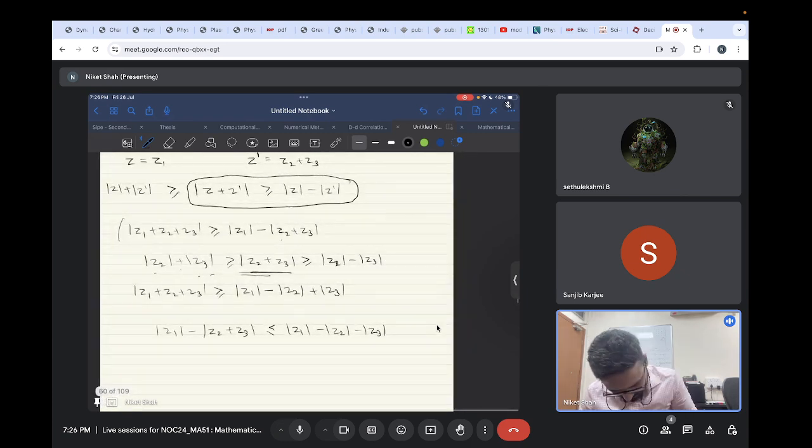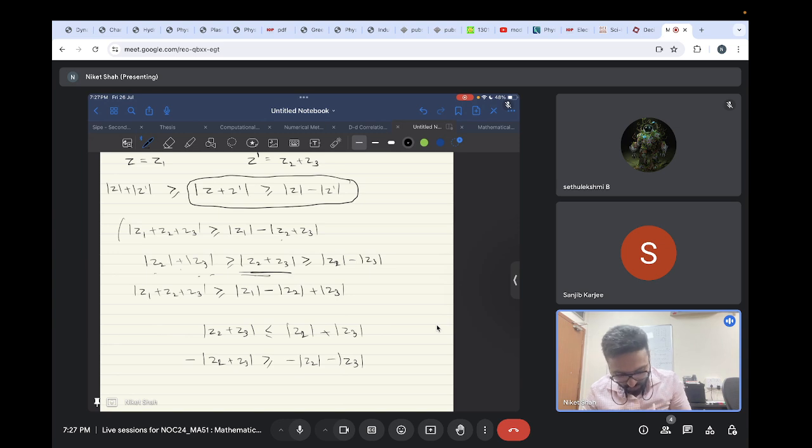So what I was trying to say is that mod of Z2 plus Z3 is less than or equal to mod of Z2 plus mod Z3, right? This is established. So I have taken a negative sign here. Mod Z2 plus Z3 is greater than or equal to minus of mod Z2 minus mod Z3. Is this okay? Yes, since I'm taking a negative sign, the inequality gets reversed.